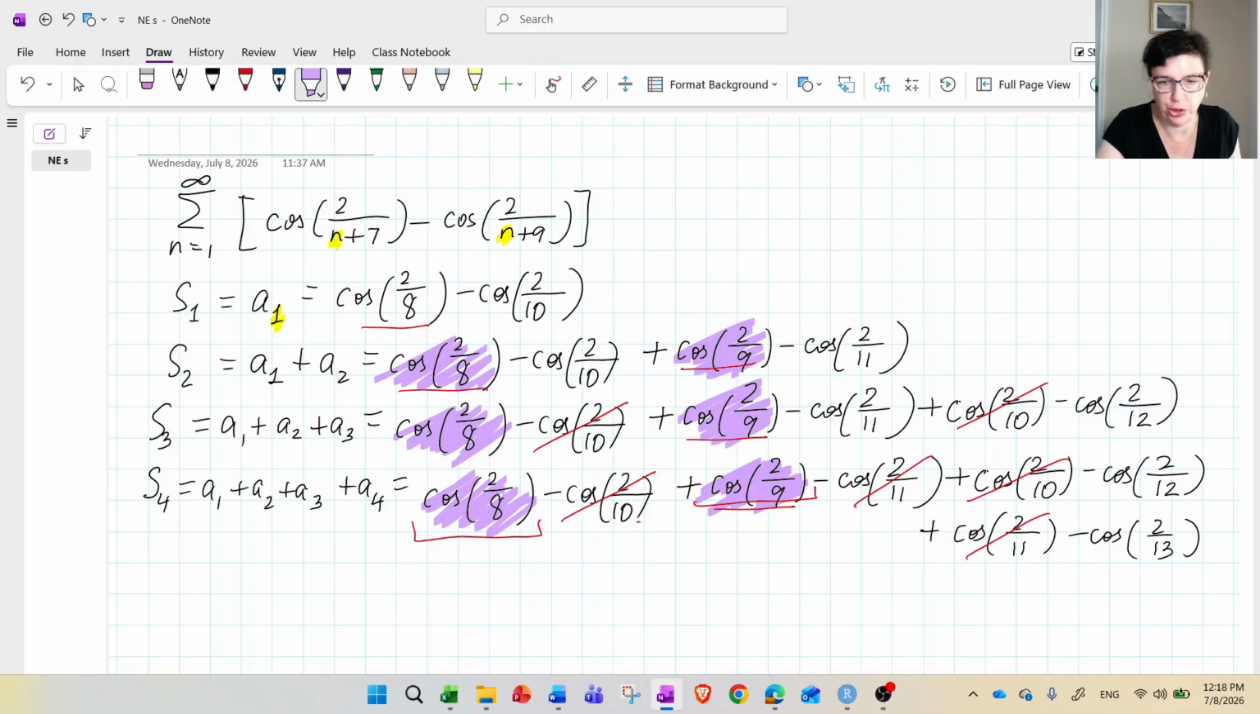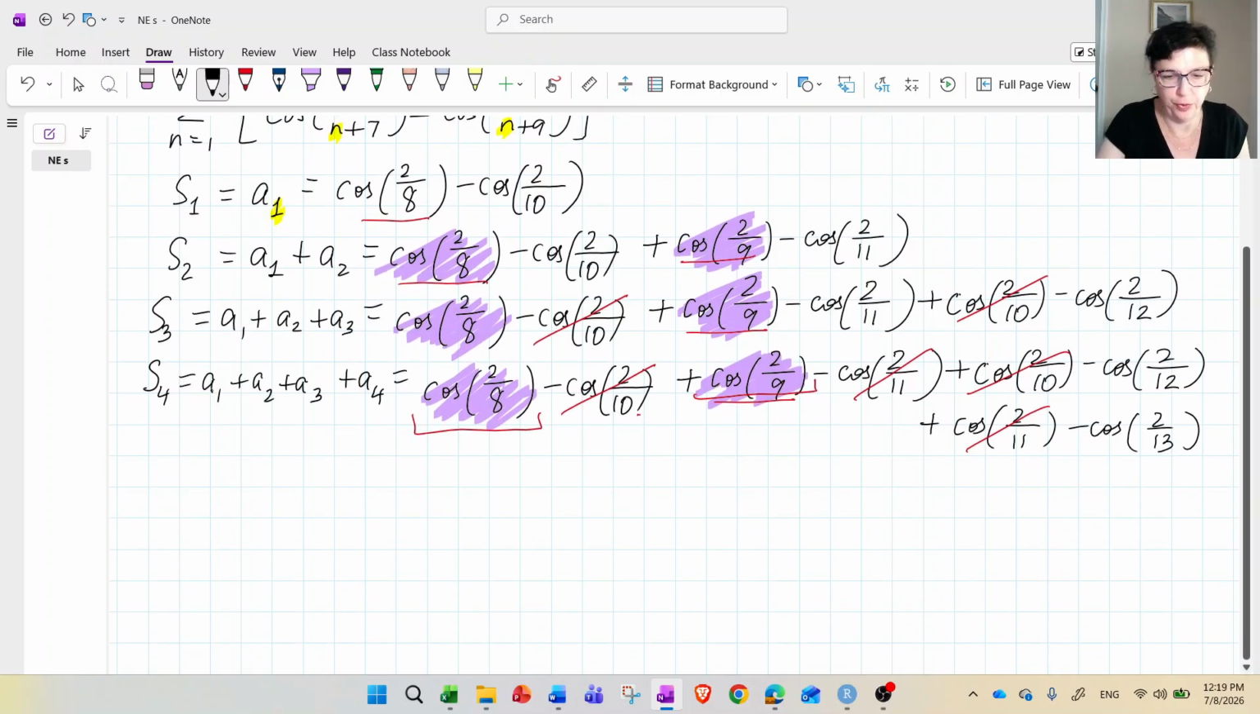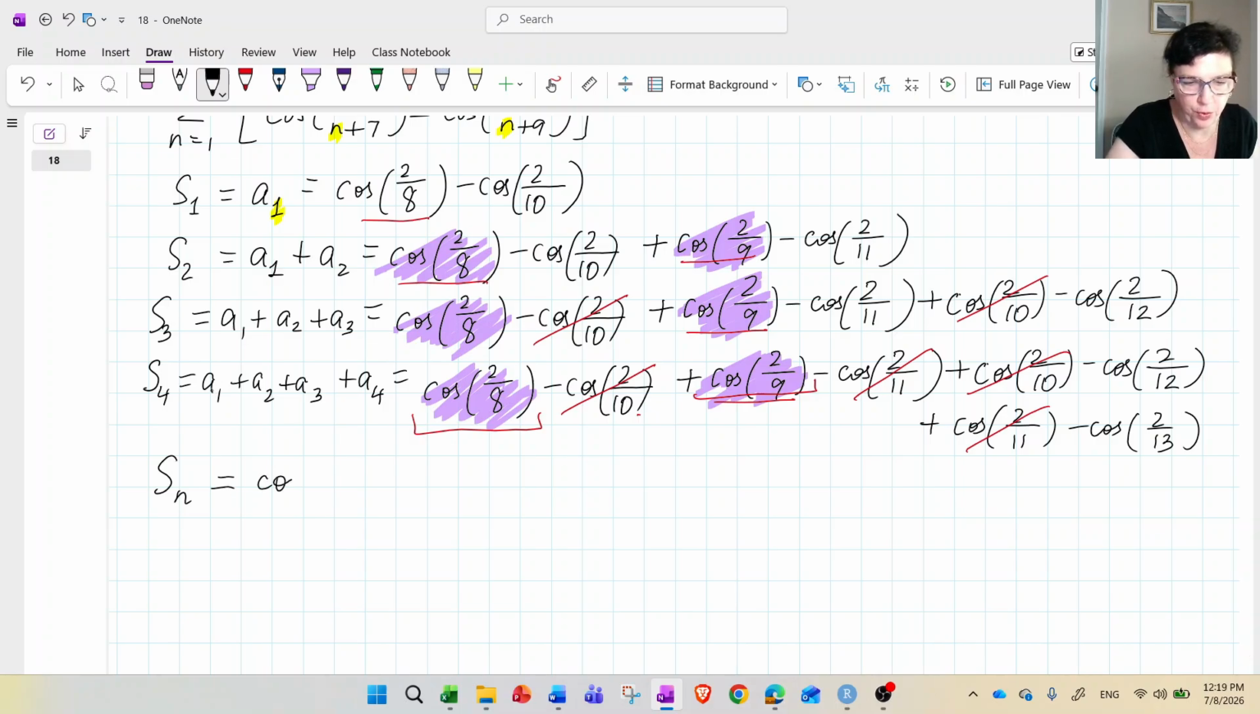Notice how for S2, it was 10 and 11. For S3, it was 11 and 12. For S4, it was 12 and 13. So we're finally starting to see a pattern. Let's see if we can actually come up with Sn. For Sn, we will have cosine 2 over 8, because that repeats, plus cosine 2 over 9. That's not changing. And then for S2 it's 10 and 11, for S3 it's 11 and 12, for S4 it's 12 and 13. Now I think we see a pattern.